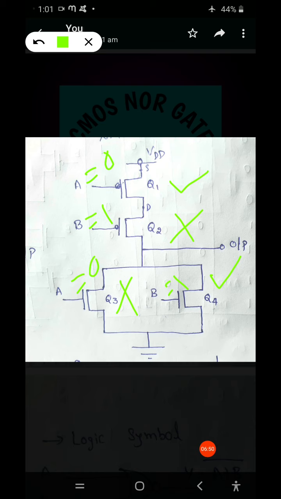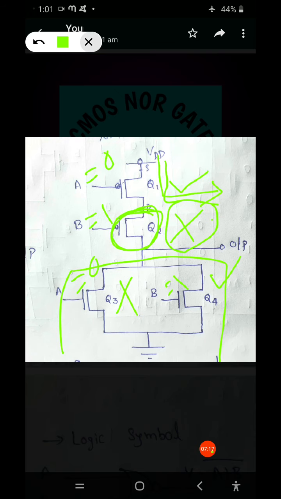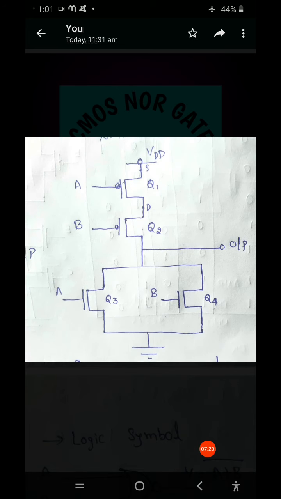So the output is connected to Q1 and Q2, but Q2 is off, right? Because Q2 is off, the power supply will not move towards the output, so it is open circuited. Whatever the state of the others, because Q2 is off, the power supply will not move towards the output, so the output will be 0, right? So whenever we apply A equal to 0, B equal to 1, the output will be 0.